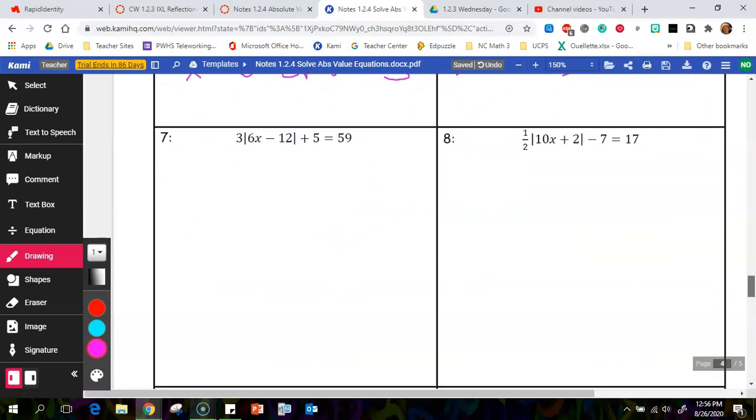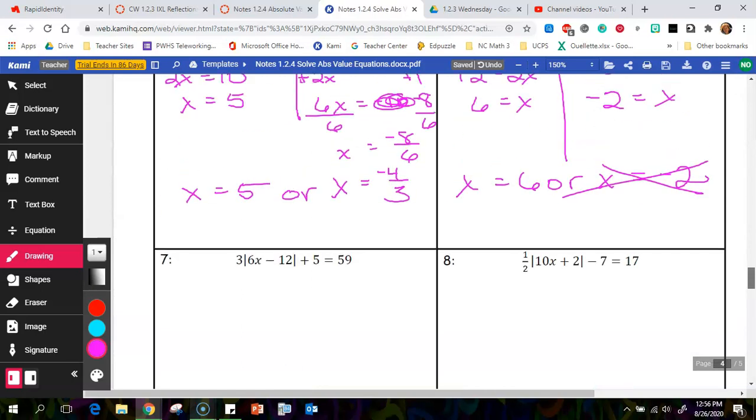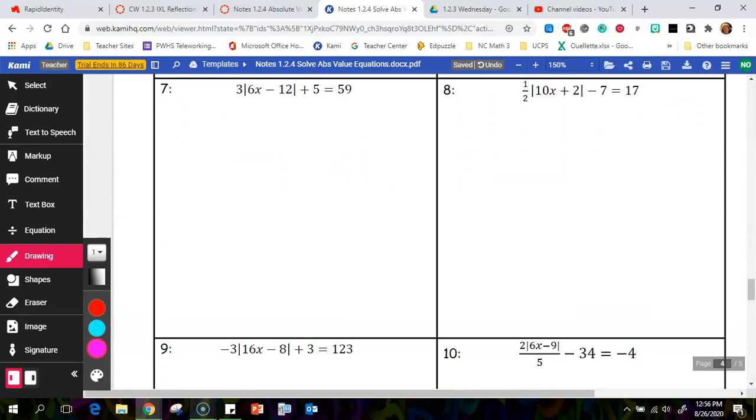Okay, I'm going to do a couple more, and then I'm going to leave, well, actually, I take that back. I'm going to do all of them. I'm just going to go kind of fast so you can pause if you need to.